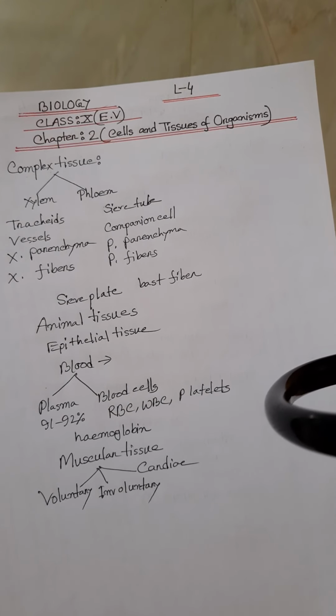Involuntary: the contraction and expansion of this muscle tissue does not depend on the will of the animal. This muscle tissue is spindle shaped and faintly branched. Transverse striations are not present. That's why the muscle is called unstriated or smooth muscle. Then go to cardiac muscle.